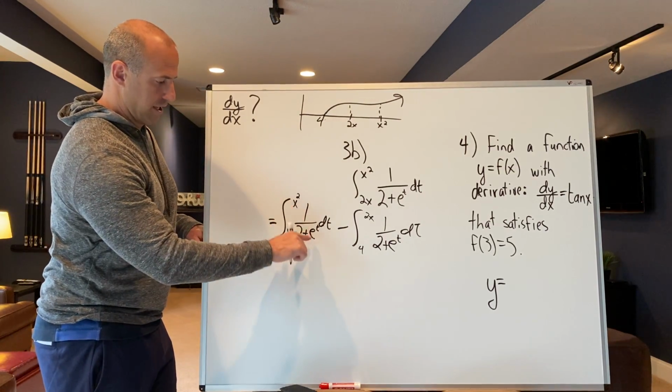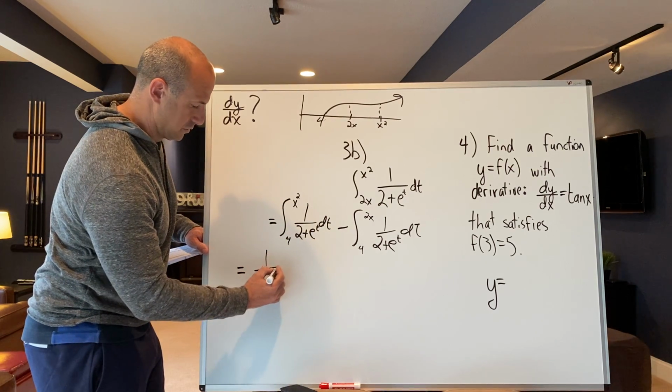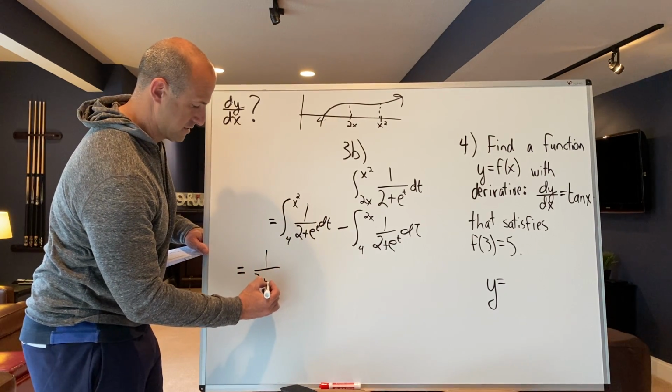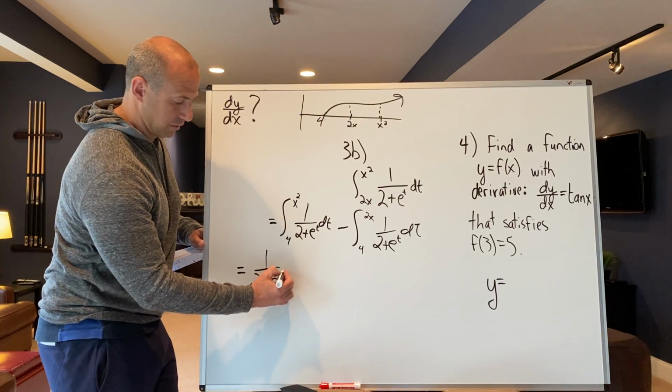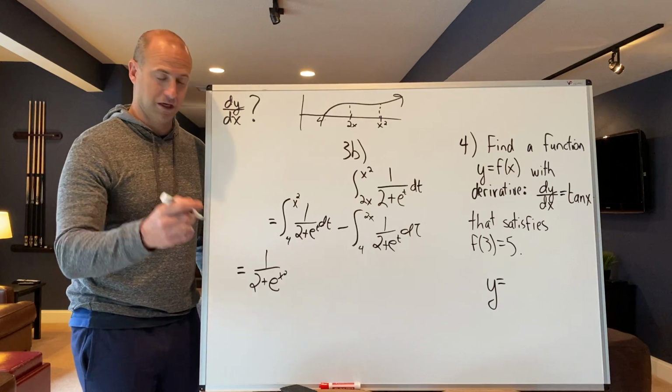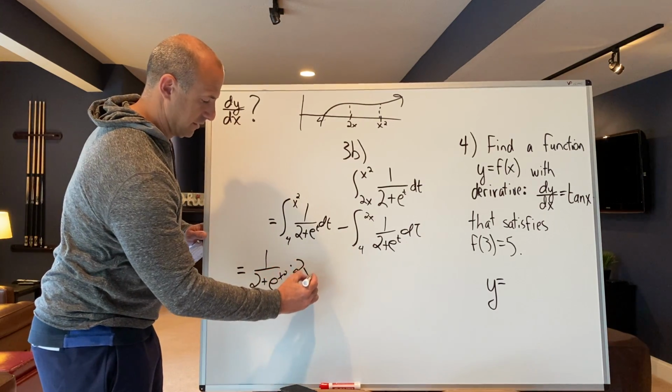Plugging the input in right here would be 1 over 2 plus e, and it's e to the t, so now it's e to the x squared. You plug that exact thing in, but don't forget chain rule, times 2x.